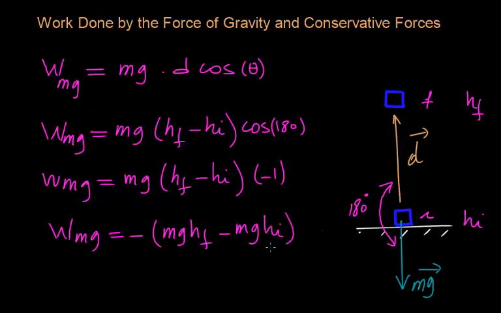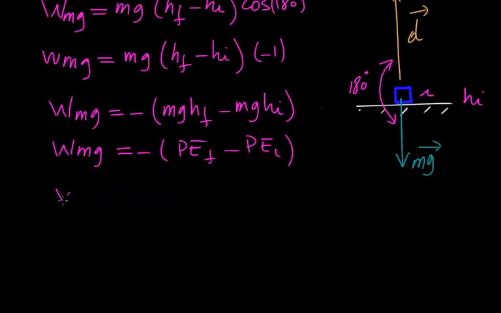This expression mgh is very familiar, which is the potential energy. Therefore, the work done by mg equals negative PE final minus PE initial. This can also be written down like negative delta PE.